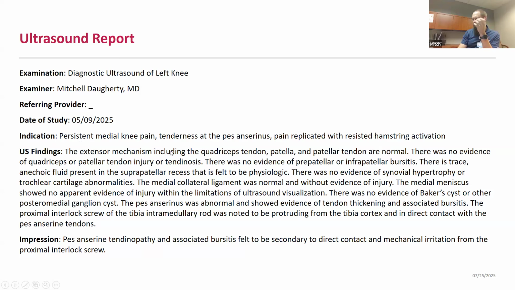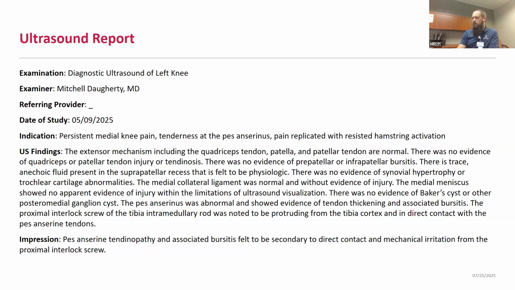And so we talk about the extensor mechanism, including the quadricep, patella, and patellar tendon were all normal. There was no evidence of quadricep or patellar tendon injury or tendinosis. There was no evidence of prepatellar or infrapatellar bursitis. There was trace anechoic fluid present within the suprapatellar recess that is felt to be physiologic. There was no evidence of synovial hypertrophy or trochlear cartilage abnormalities. The medial collateral ligament was normal and without evidence of injury. The medial meniscus showed no apparent evidence of injury within the limitations of ultrasound visualization. There was no evidence of Baker's cyst or other posterior medial ganglion cyst.